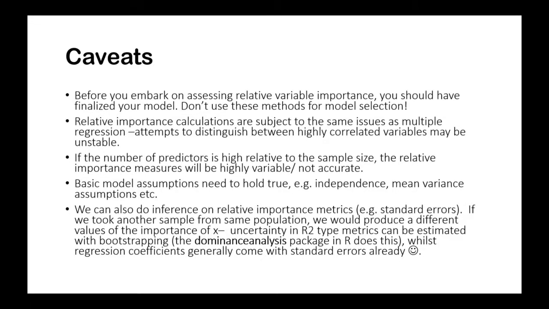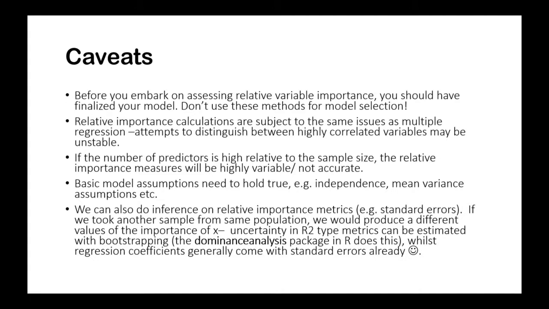They are subject to the same issues as multiple regression. So if you try to distinguish between highly correlated variables, it could be quite unstable. And if you have a lot of predictors and not a lot of sample size, the relative importance measures are not going to be very accurate, and they're going to be very variable from one sample to the next. Your basic model assumptions still need to hold true. So I'm assuming that your model, your GLM or your linear model, has been checked, and you've got your sampling design with independence, and your mean variance assumptions hold true, and that sort of thing.